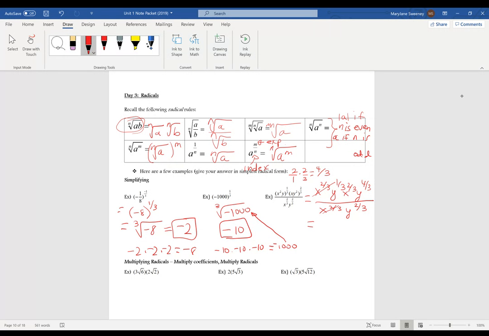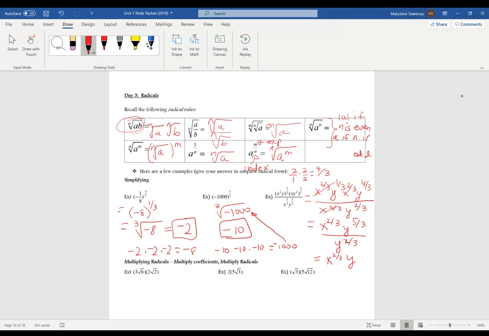So now on the top, I just have x to the 2/3. Y to the, so now this is where I'm going to add, this is y to the 5/3 over y to the 2/3. So now what we have to remember with division is you subtract the exponents. So this would be x to the 2/3, y to the, okay, 5/3 minus 2/3 is 3/3, which is 1.